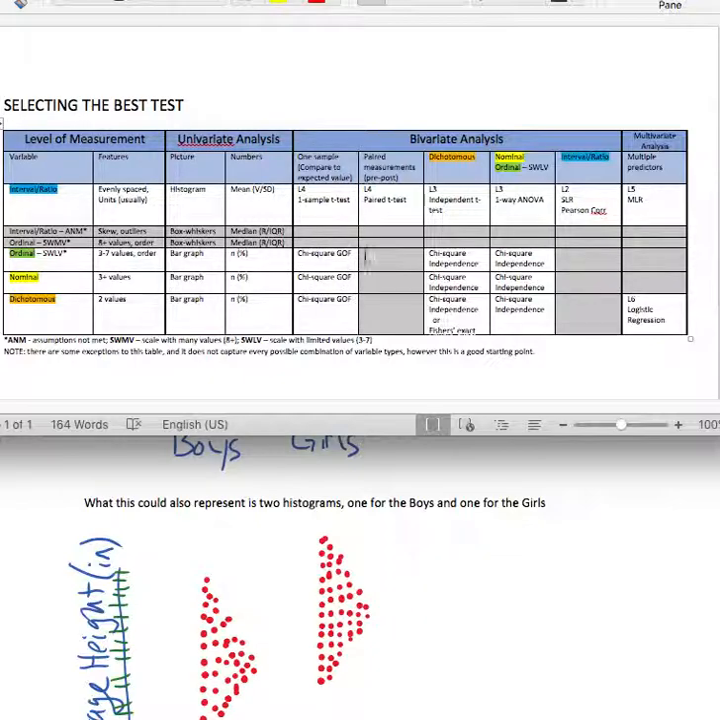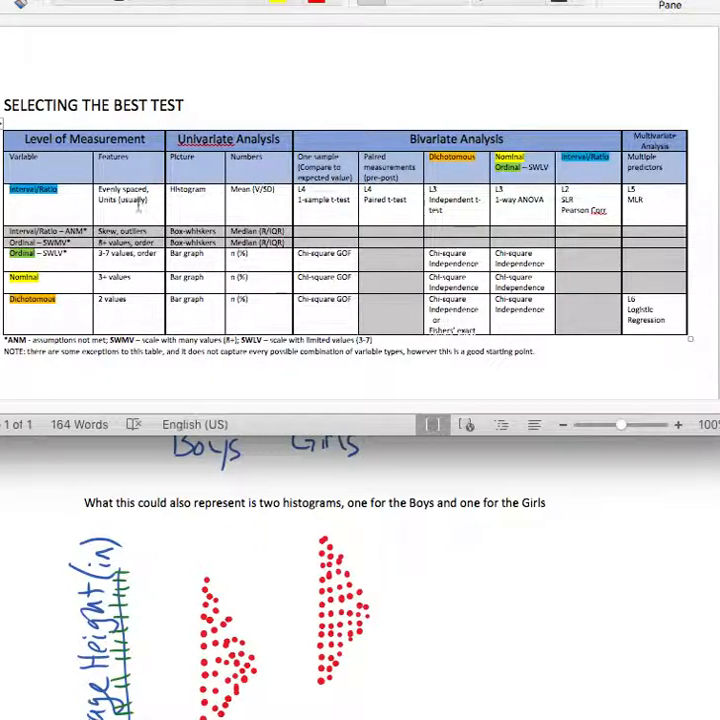Last module, we looked at all the chi-squares. The last lesson, we looked at simple linear regression and Pearson correlation. Now we are going to be evaluating the independent t-test.